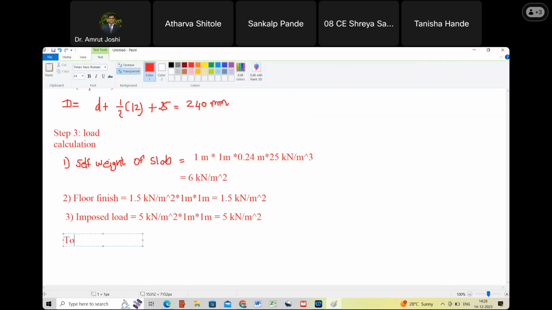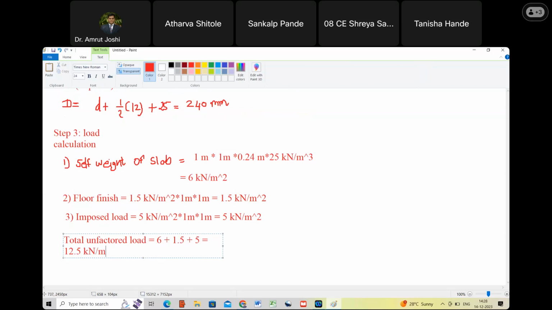So now what is the total load? Total unfactored load. So how much is total unfactored load? Tell me. It is 6 plus 1.5 plus 5. So how much is that? 13.5? 12. Sir, it is 12.5. 12.5.